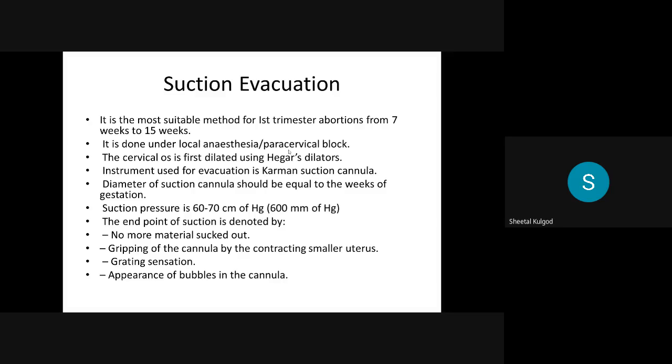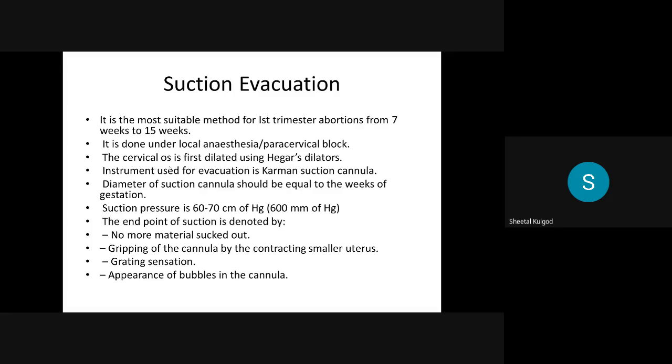Local anesthesia and paracervical block, some people still practice at the level of PHCs where an anesthetist is not available, but in the institutes as well as in private practice, we involve the anesthetist, and short general anesthesia is preferred for such procedures.